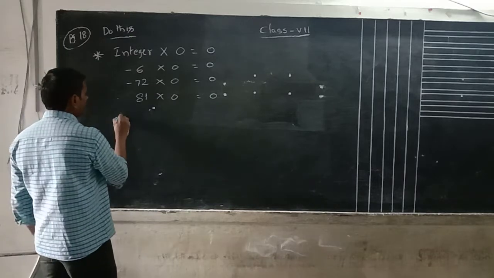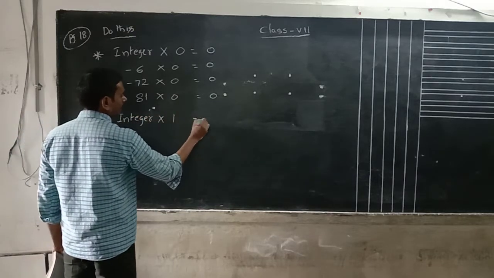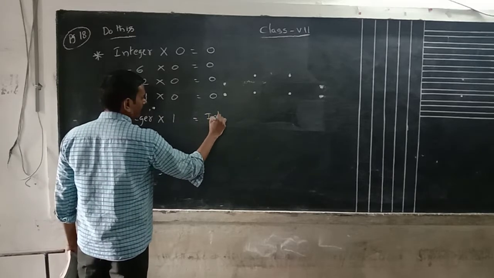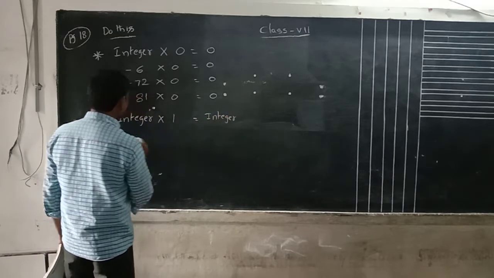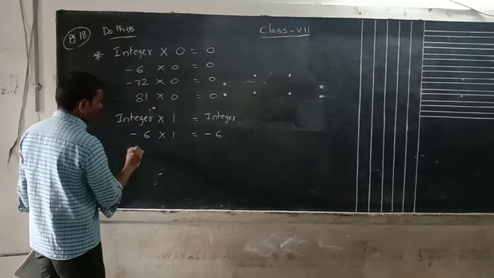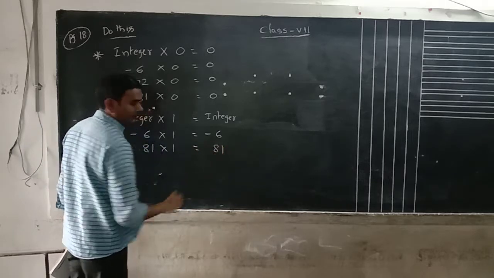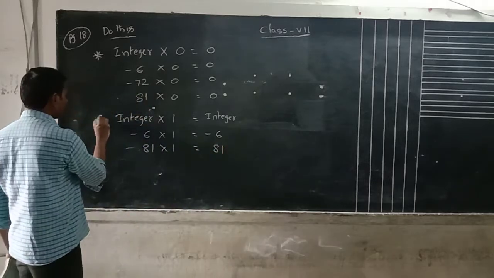Any integer multiplied with 1 gives the integer only. For example, minus 6 into 1 is minus 6. Minus 81 into 1 is minus 81. This is one important point.